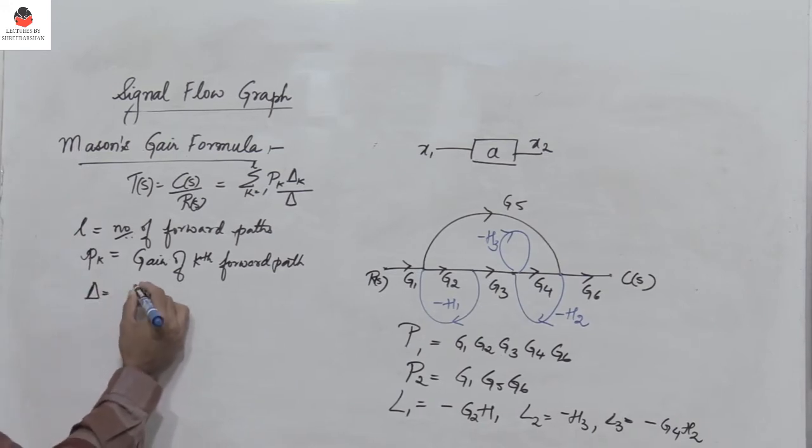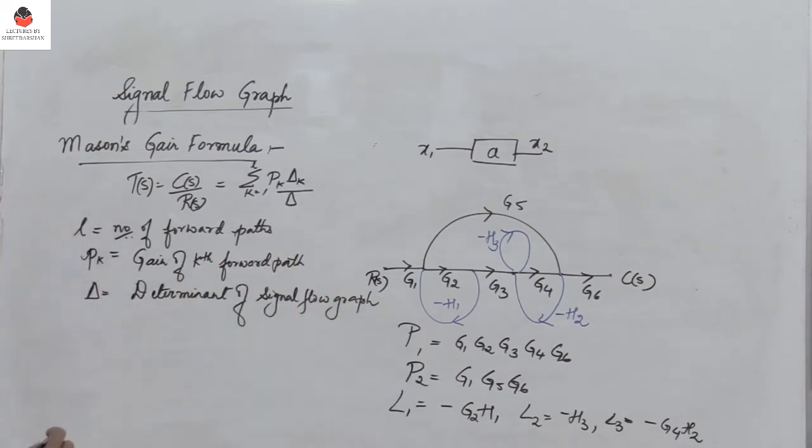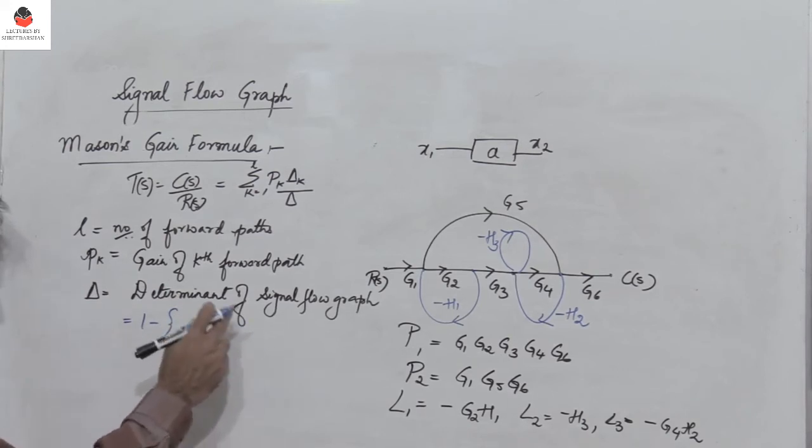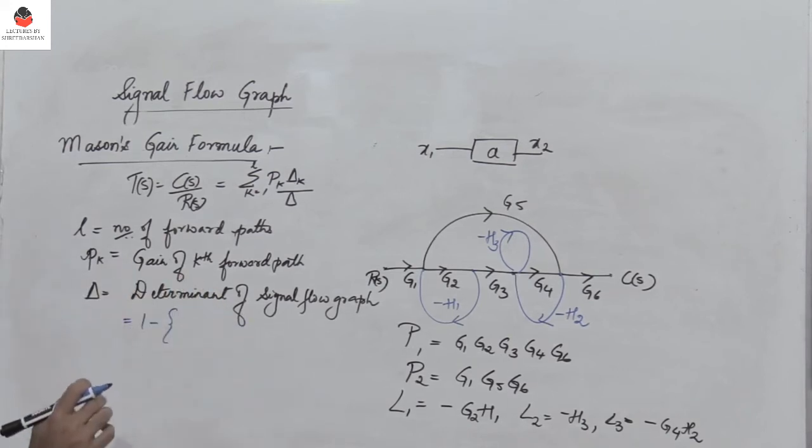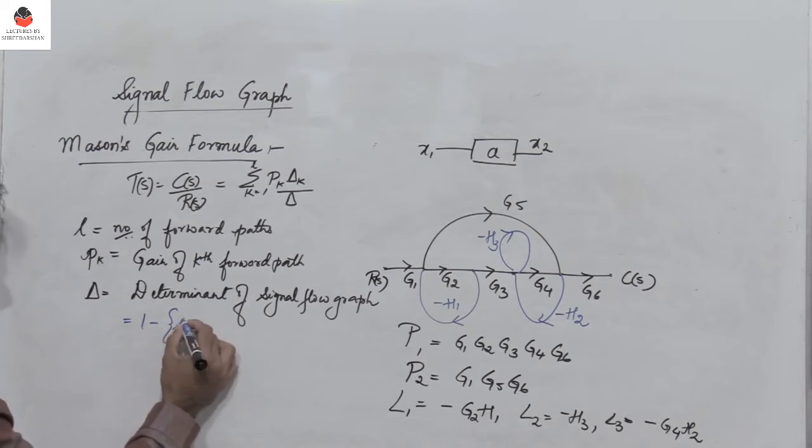Delta is the determinant of the signal flow graph. Now what is that defined by? Please make a note. Delta is given by 1 minus the sum of all possible combinations of loop gains.